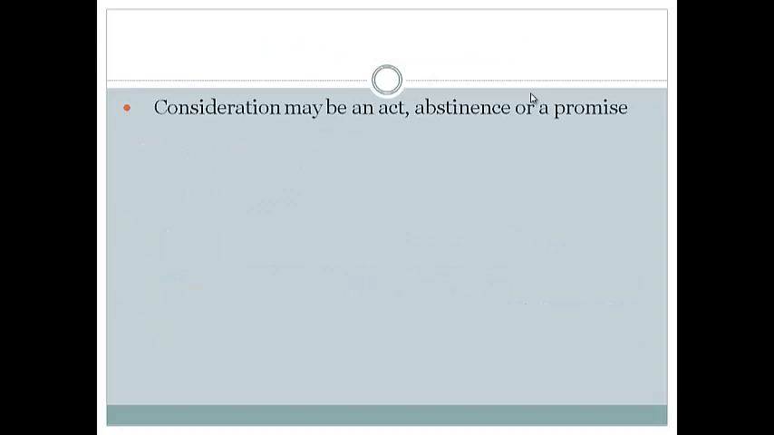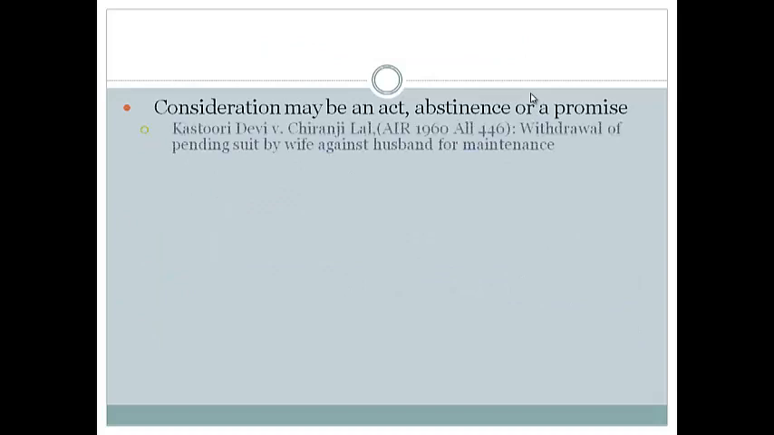Consideration may be an act, abstinence or a promise. This means that consideration may not be only for an act of doing some work together. It may also be to restrain some work. Here in this case, Kasturi Devi withdraws the case against the husband when the husband promises maintenance. This itself shows that she is getting a consideration, she is withdrawing, and this withdrawal is based on some amount she is getting. This is called an abstinence or a promise for a consideration.